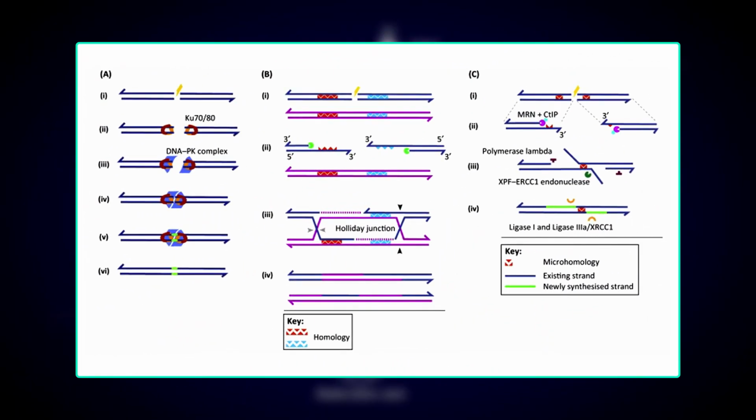NHEJ is typically guided by short homologous DNA sequences called microhomologies. These microhomologies are often present in single-stranded overhangs on the ends of double-strand breaks. When the overhangs are perfectly compatible, NHEJ usually repairs the break accurately.